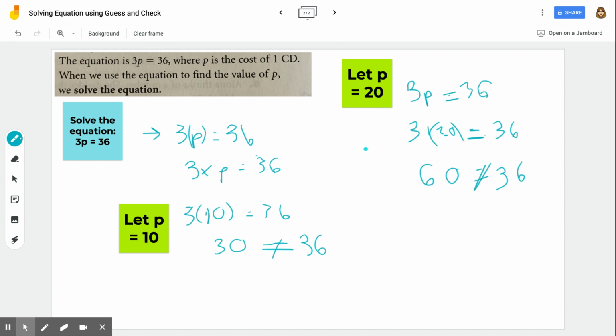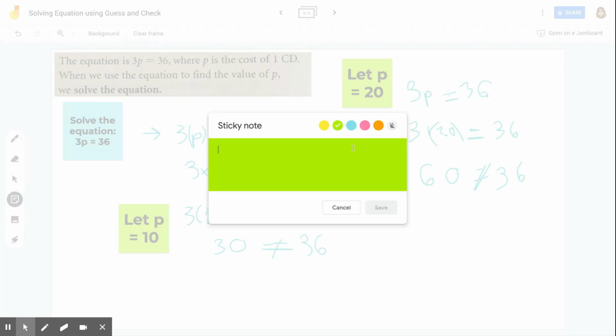So let's try one more. I need a number that is between 10 and 20. Let's try 12. Let p equal 12, and we'll see what happens when I substitute that.